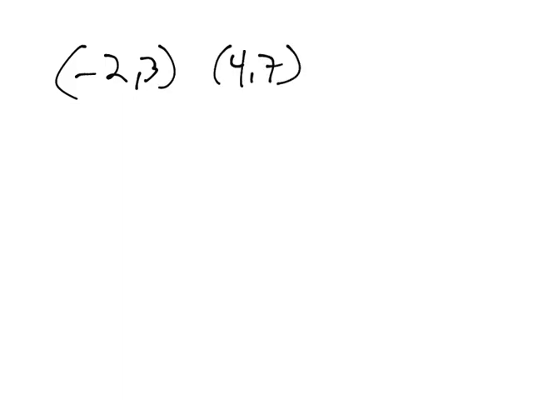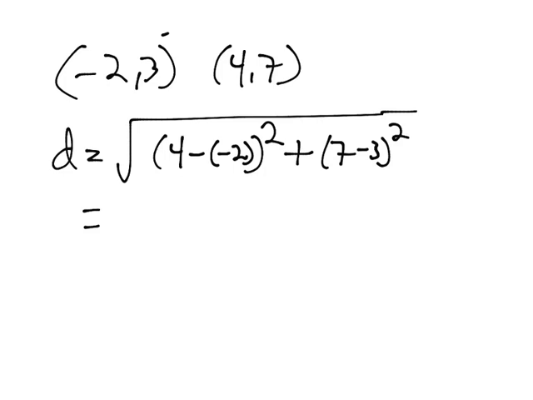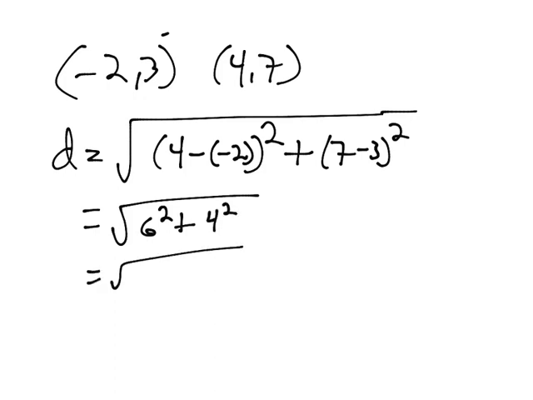Like I said, the order doesn't matter, so let me do it if you picked them in the other order. So if you had done d is the square root of 4 minus negative 2 quantity squared plus 7 minus 3 quantity squared. Then here 4 minus negative 2 is 6, square that. 7 minus 3 is 4, square that. So we get the square root of 36 plus 16, which once again is the square root of 52. So it doesn't matter which point you pick first.